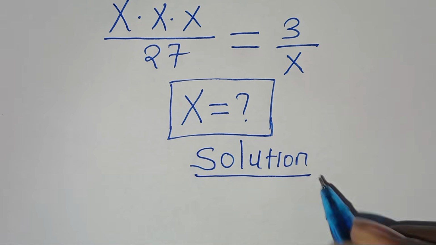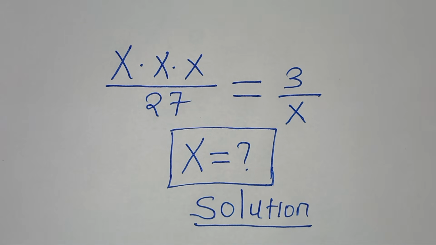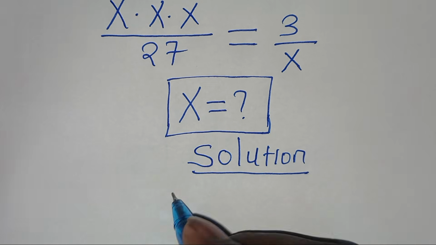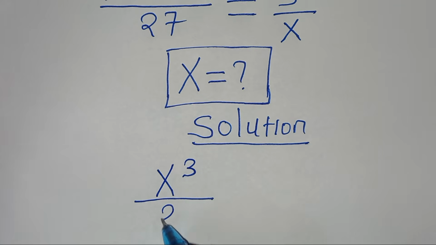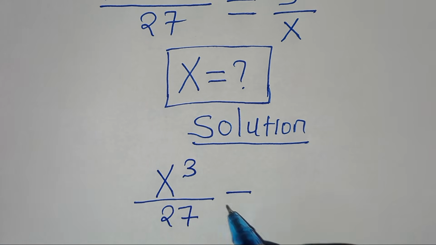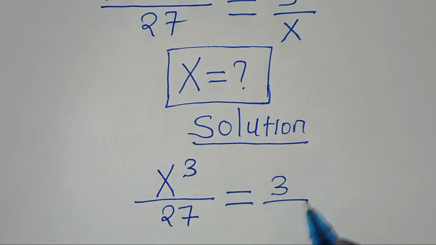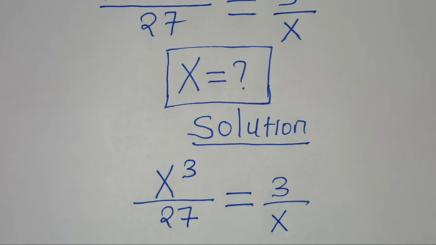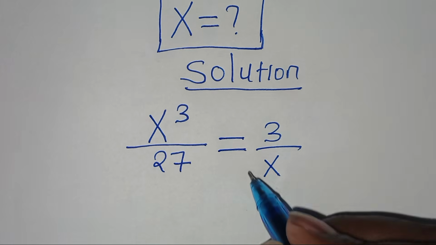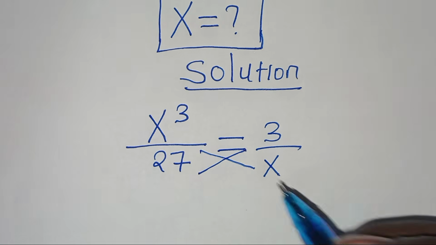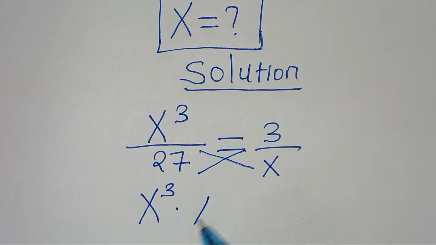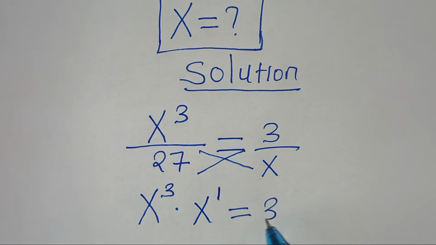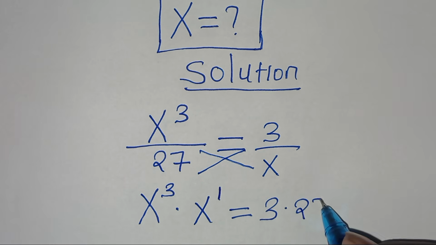We have that x times x times x, this is x to the power of 3, divided by 27. This is equal to 3 over x. The next step is to cross multiply from here, so that we have x to the power of 3 multiplied by x to the power of 1. This is equal to 3 multiplied by 27.